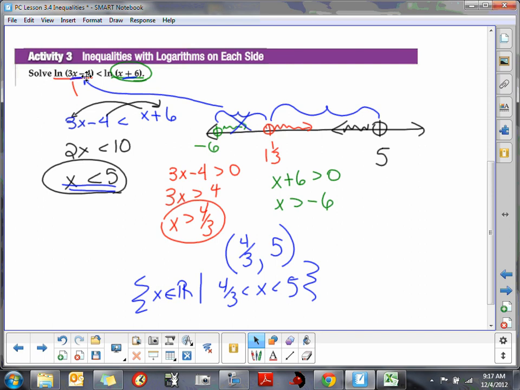So logarithmic inequalities, exponential inequalities, we can use the same basic strategies with a little extra thought process involved, especially with logarithms, defining your domain of both your arguments and then interpreting those for your final solutions.